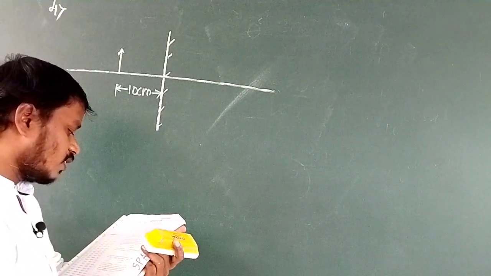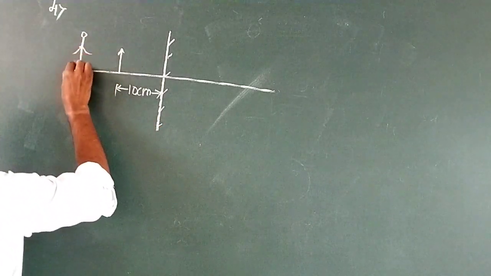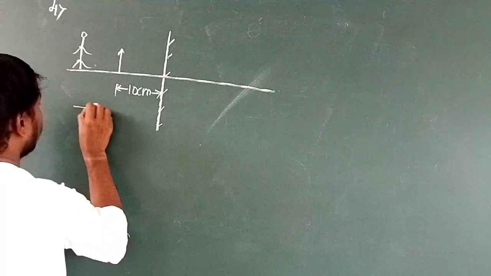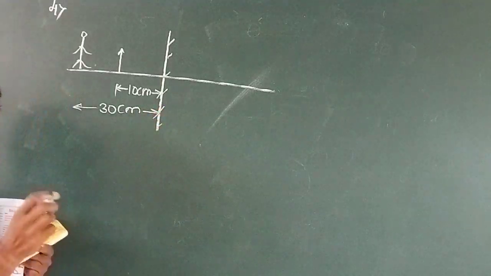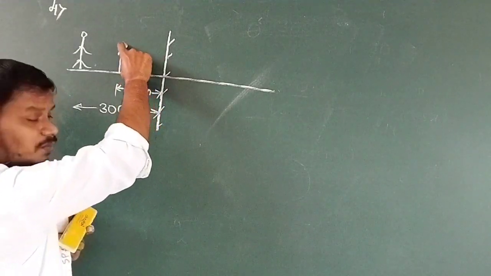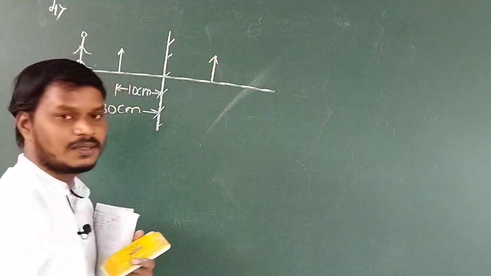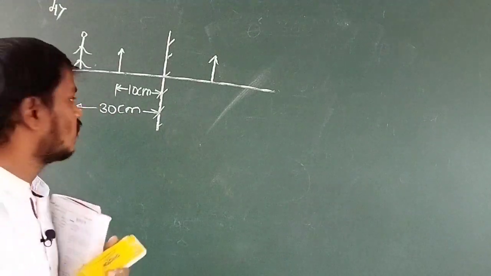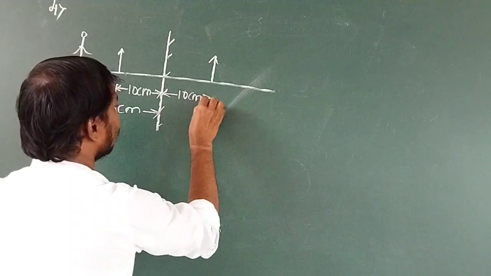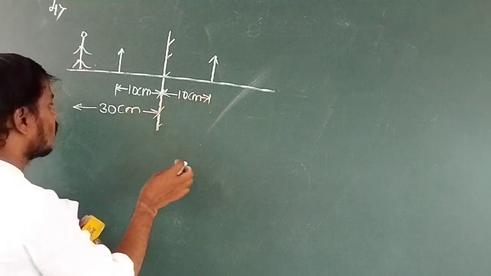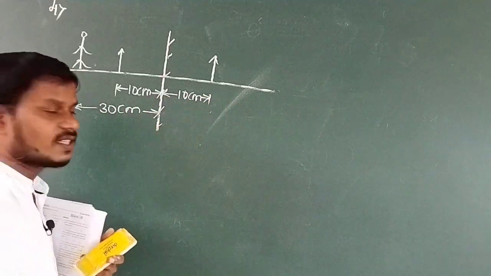If you stand behind the object at 30 centimeter from the mirror, then where should the image of the object be formed? It is also formed at 10 centimeter, because in the case of a plane mirror, the image distance is equal to the object distance, so it is also 10 centimeter. So at what distance can the observer focus his eye? That is 30 plus 10, that is 40 centimeter.